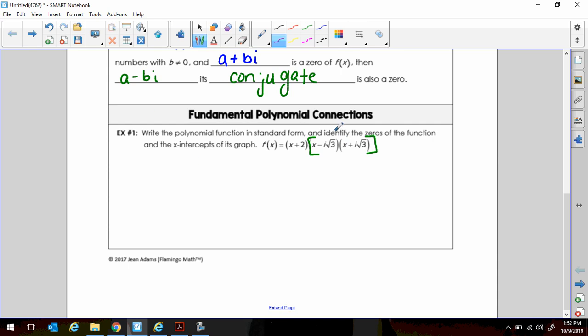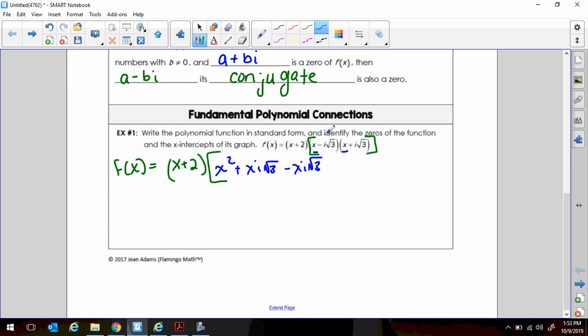I'll show you why. My function is going to be, don't forget about the x plus 2, I'm going to rewrite it, x plus 2 times, and then I'm going to FOIL it out. My first two terms are x and x. This is x squared. My outer and inner are positive x i square root of 3, and then negative x i square root of 3. These will almost always cancel. When they're conjugates of each other, they're going to cancel.